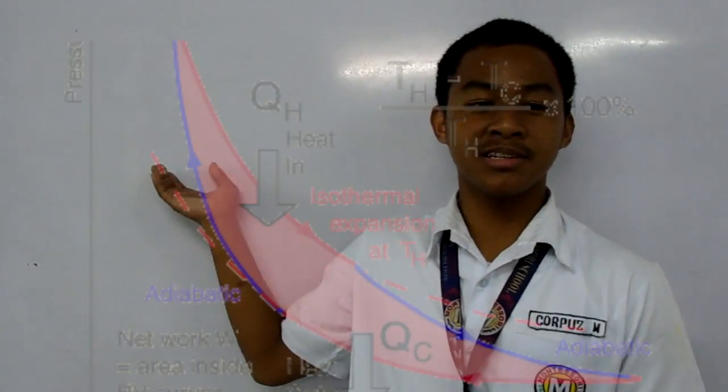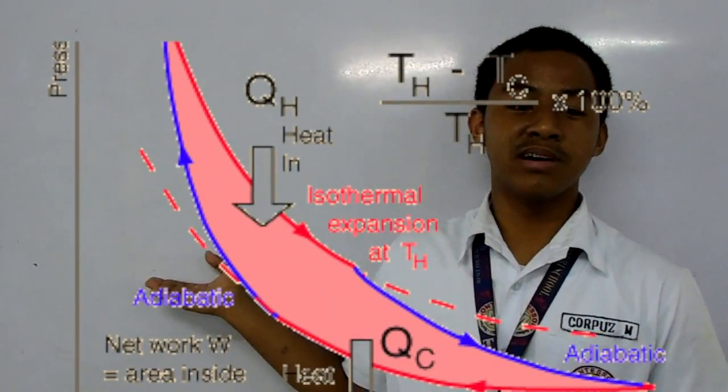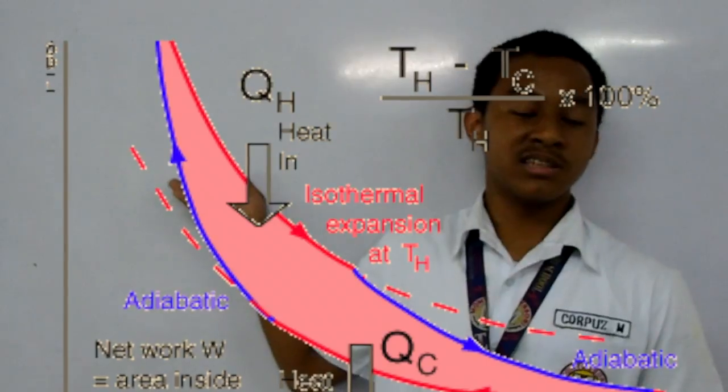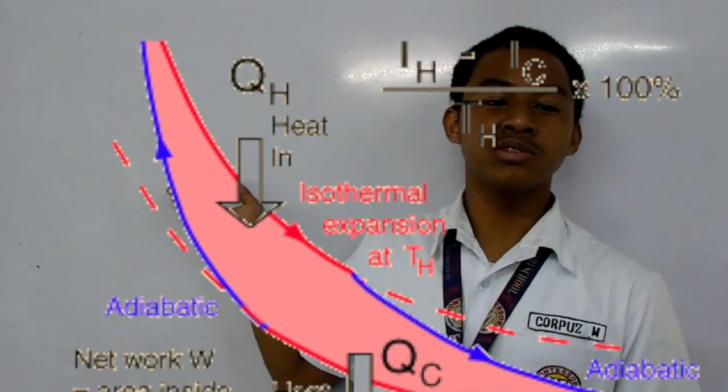Maximum efficiency is obtained if all the processes undergone by the working substance of a heat engine are reversible. This statement is called the Carnot principle, named after French engineer Sadi Carnot. The efficiency of a Carnot engine whose hot reservoir is at a temperature of T sub H and whose cold reservoir is at a temperature of T sub C is given by efficiency is equal to (T sub H minus T sub C) all over T sub H multiplied by 100.